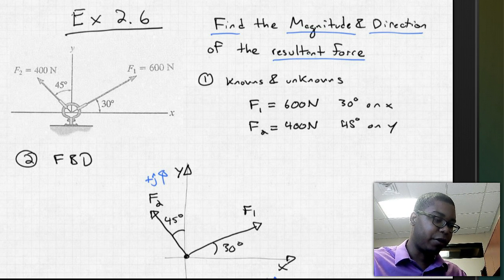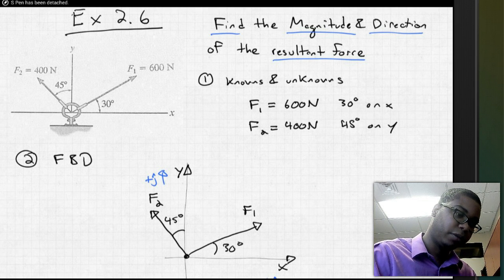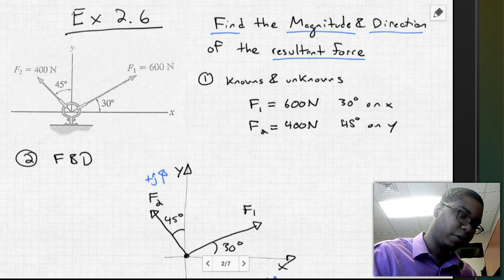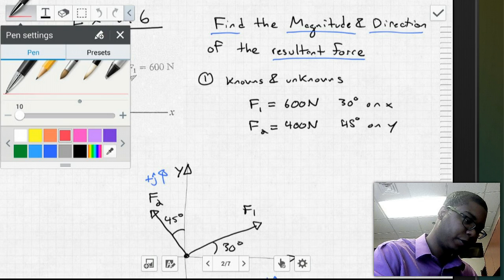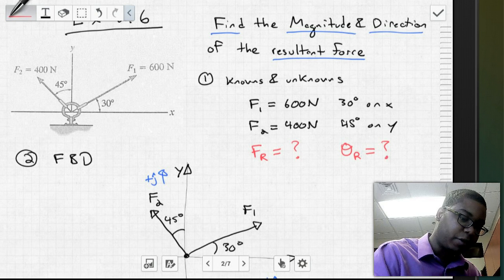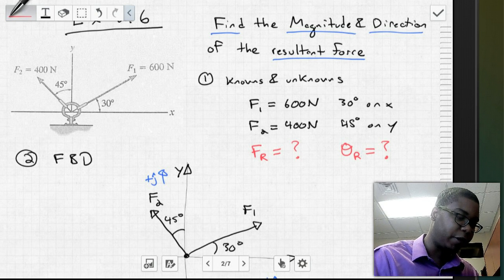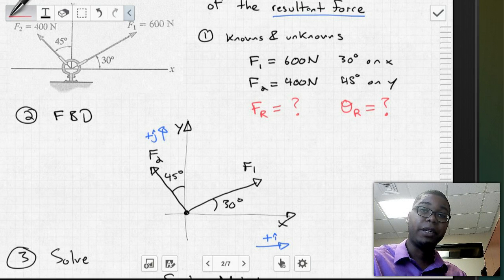Now that we've listed our knowns, we can go ahead and list our unknowns as well. Our unknown is the magnitude of the force vector Fr, and our other unknown is the angle or the direction of Fr. Now that we've done that, we need to craft our free body diagram.